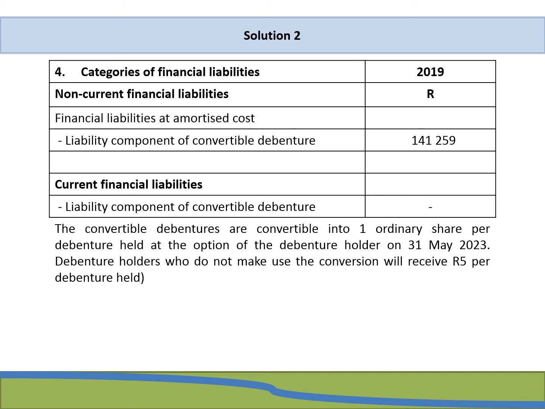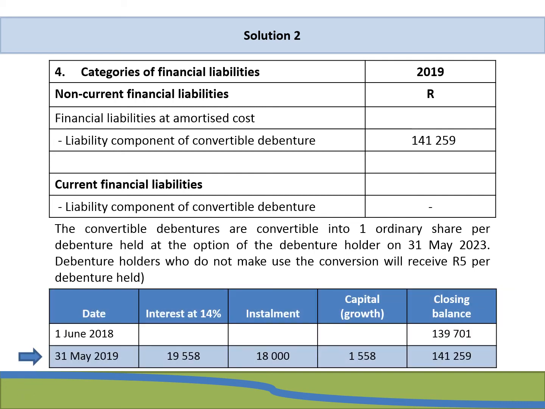Next, we have categories of financial liabilities. So we are dealing with financial liabilities at amortized cost, and therefore the closing balance as at 31 May 2019 will be disclosed under non-current financial liabilities. Remember, as with financial assets, the increase in capital is a shortfall as the installment is less than the interest amount, and therefore the increase in capital will only be paid when the debenture matures and the 150,000 Rand is paid at the end of the term. Therefore, there is no current portion.